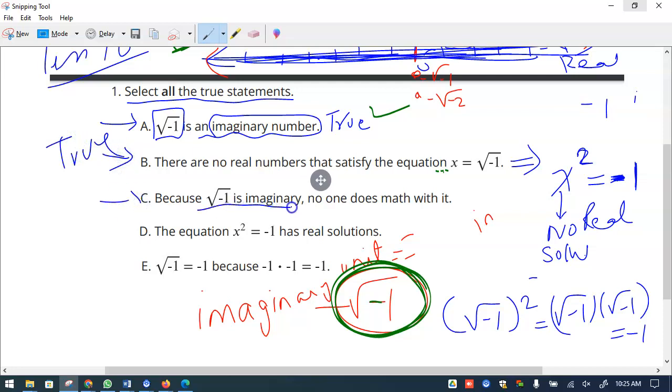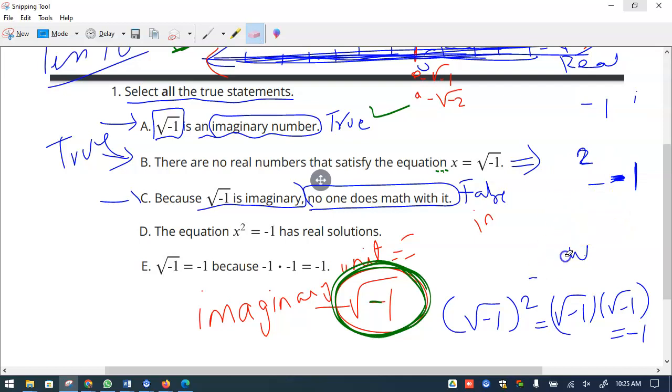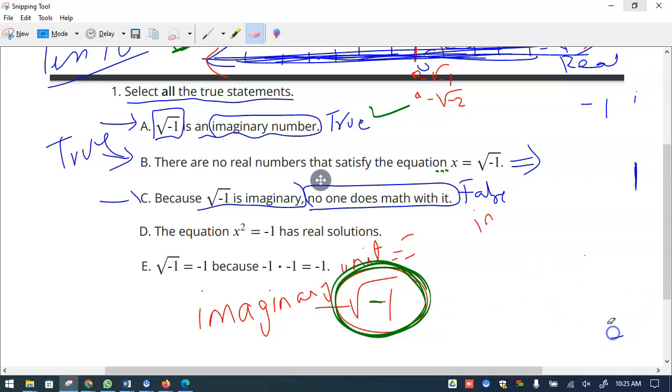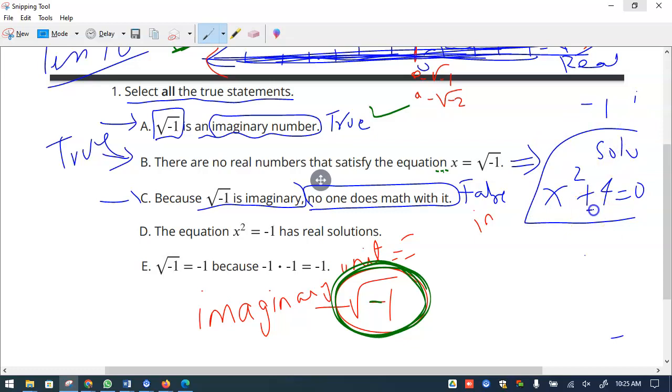And the next one is, this is the imaginary number, no one does math with it. False, because we do math with it. That's why we have defined it. Because we do maths with this, we do some problems on this. We are going to do problems later on. Let's see, if I have x squared plus 4 equals 0, solve. So we do maths like this. You subtract 4 from both sides and you get x squared is negative 4, and we can write x is equal to plus or minus the square root of negative 4. We are going to do more of this in the next lesson. So this is false.